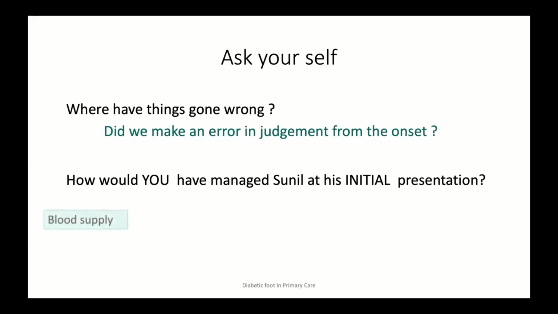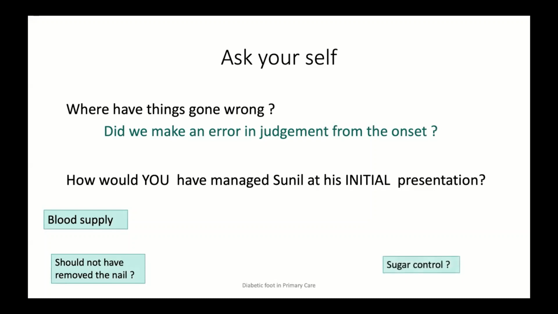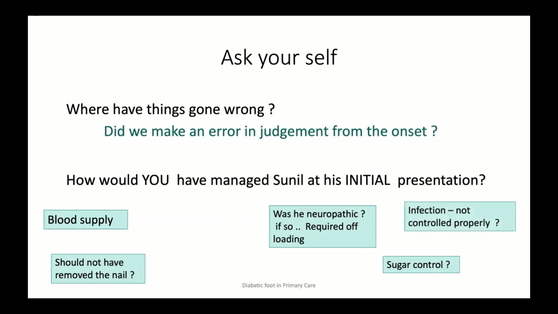Would you perhaps have thought about blood supply? Would you not have removed the nail or the nail bed infection? Would you be worried about sugar control? Would you like to assess for neuropathy? And maybe management would be trying to think of things like offloading. Was the infection not controlled properly? Were the antibiotics not right, not good enough? Or were there other general situations that need to be sorted out?